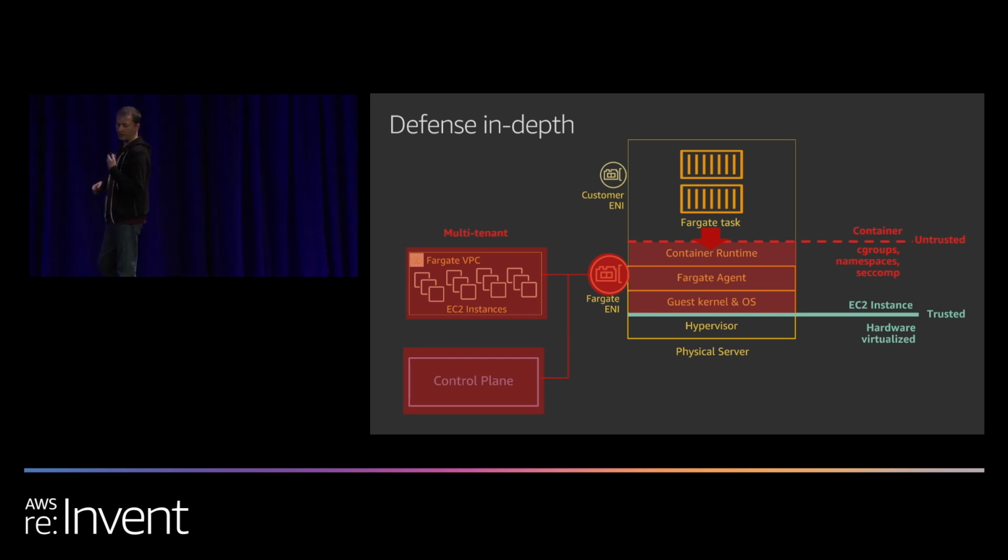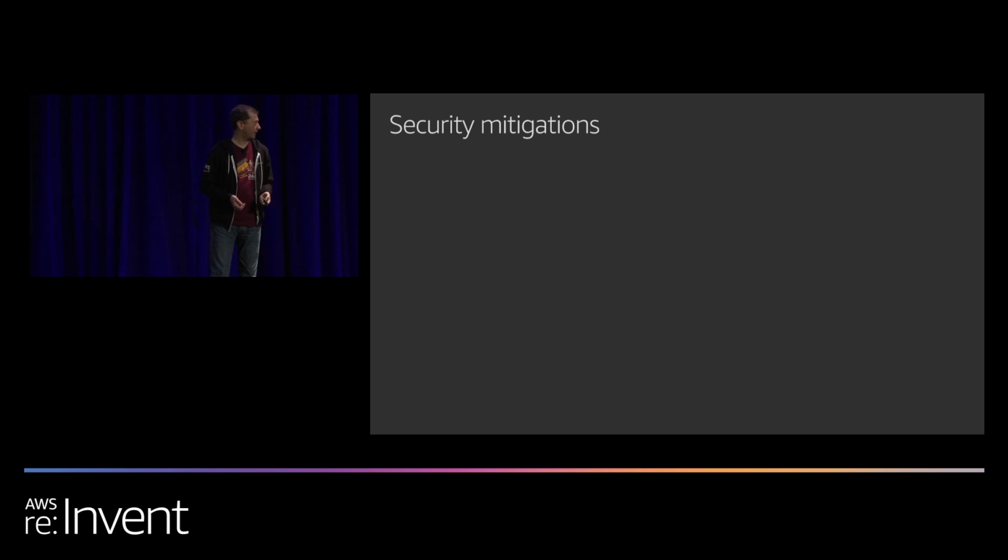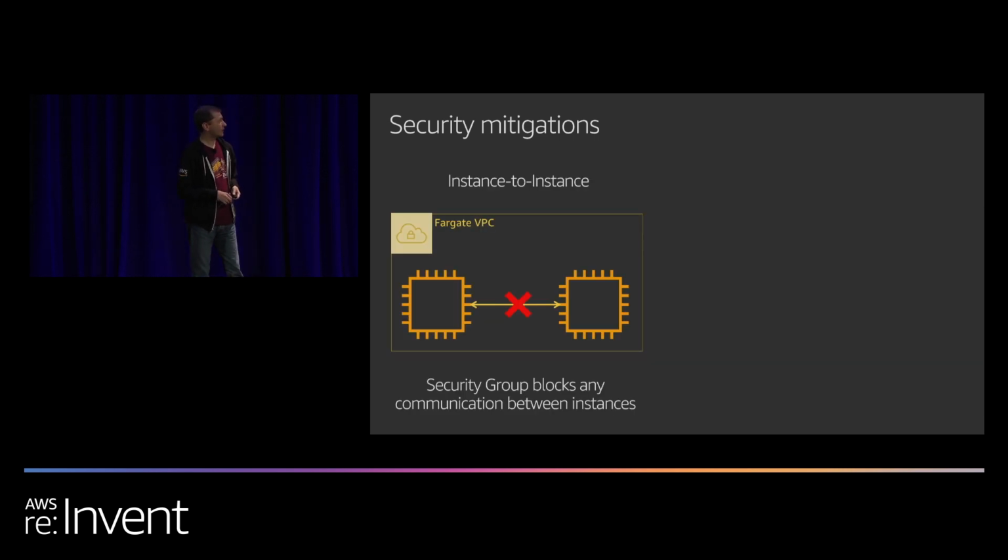So that means we have to secure the Fargate VPC and control plane and make sure they are multi-tenant safe. So how do we achieve that? We use the tools and principles that are often recommended to our customers as security best practices. For instance-to-instance traffic inside the Fargate VPC, we make sure all Fargate ENIs are associated with a security group that disallows any communication between instances. We also use VPC flow logs to monitor that there is no suspicious traffic going on in the Fargate VPC.